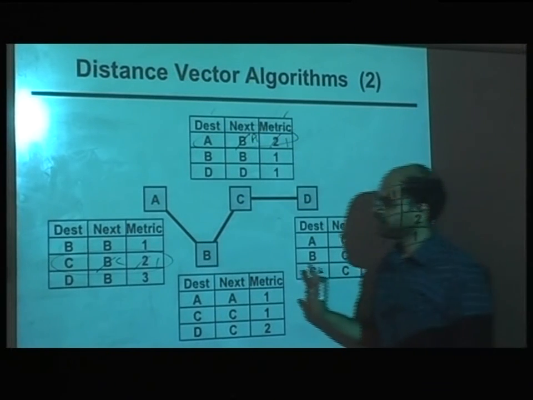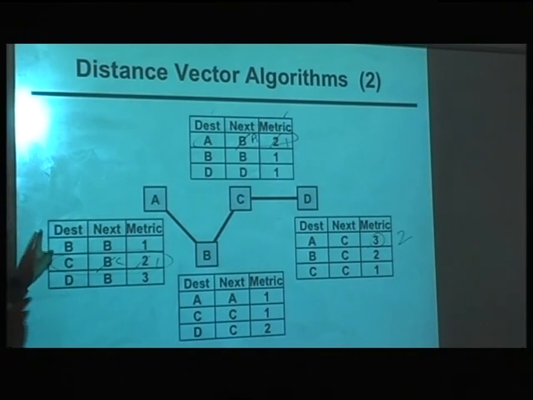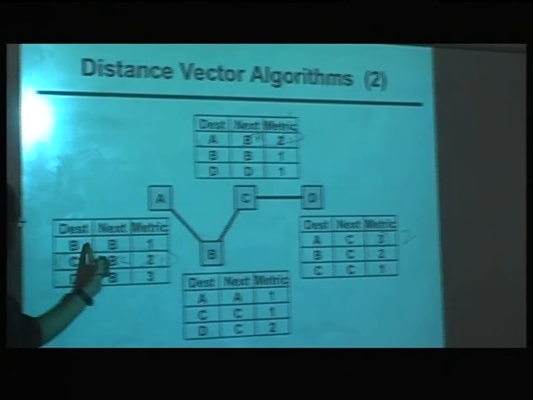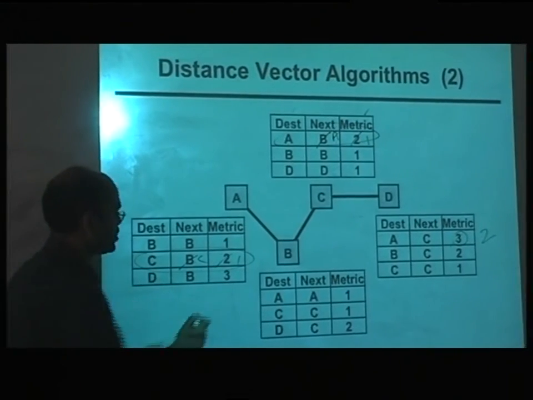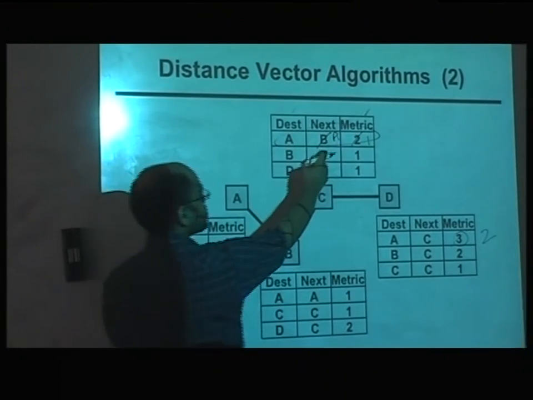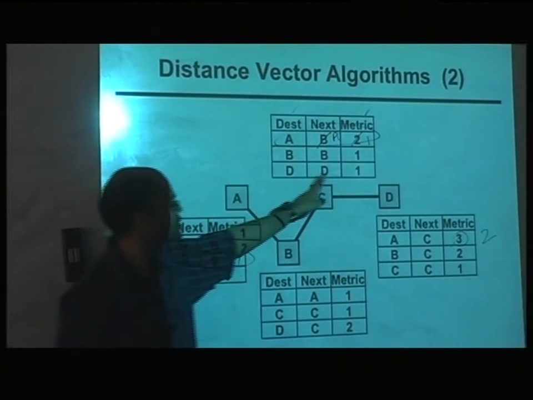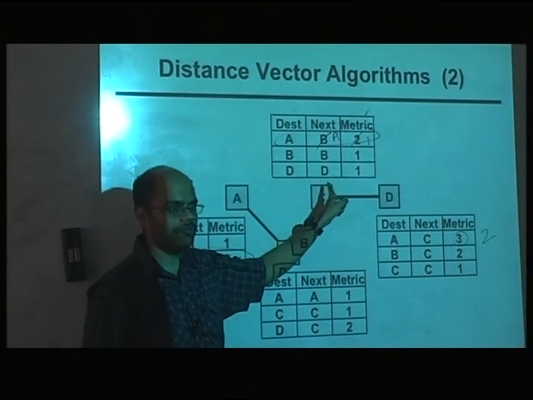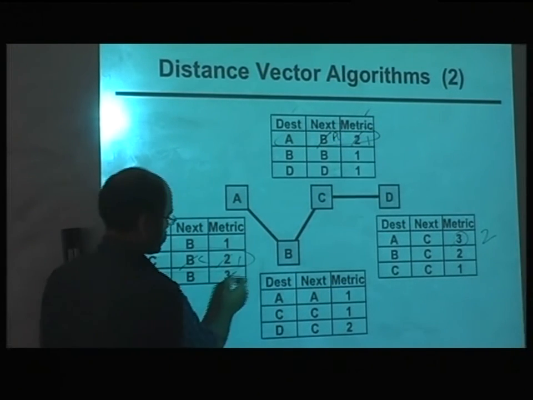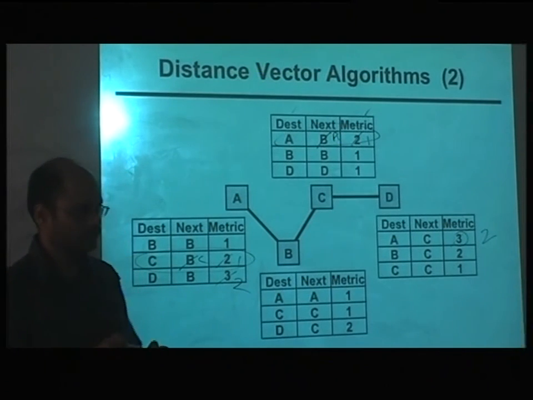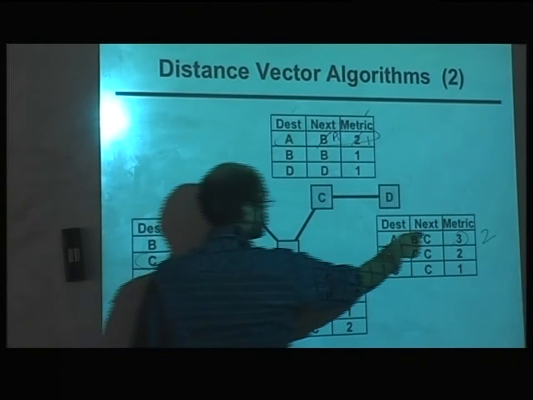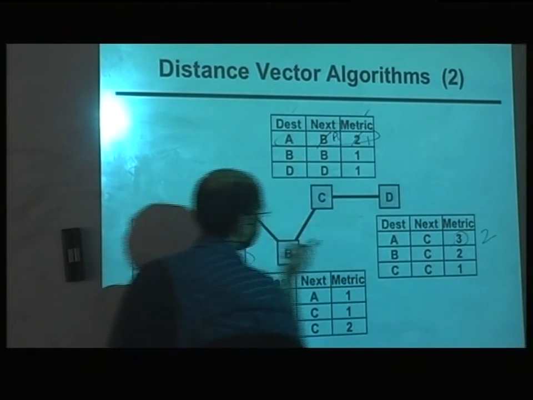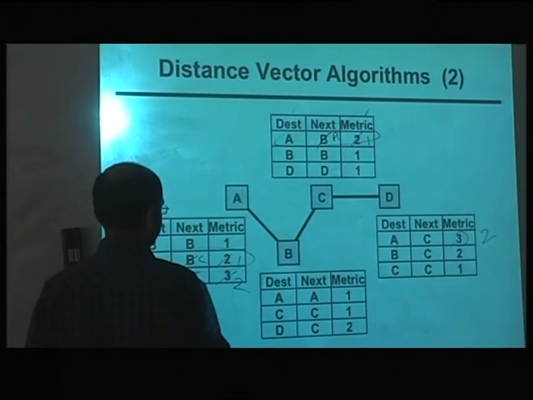So let's come to A. For A, B is 1 hop, that's fine, C is 1 hop, D is 3 hops, right? When it receives this message saying D is 1 hop from C, 1 plus 1 is 2, so it will modify. The next hop will be C.